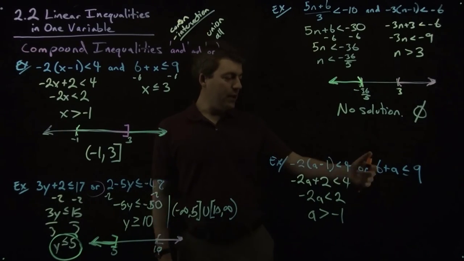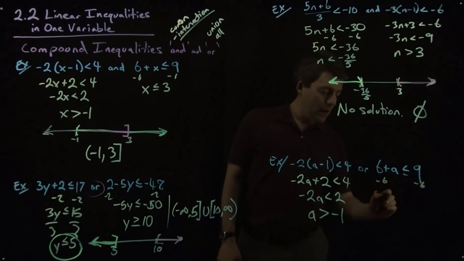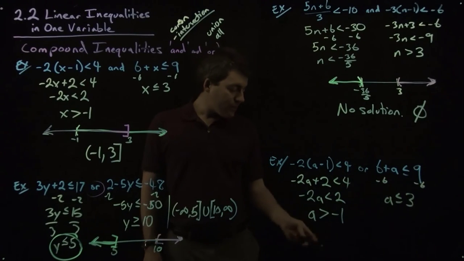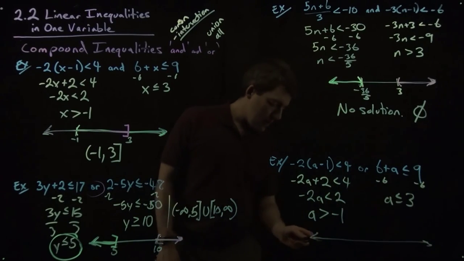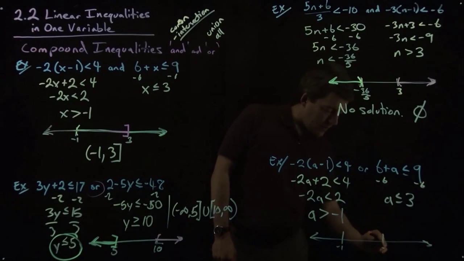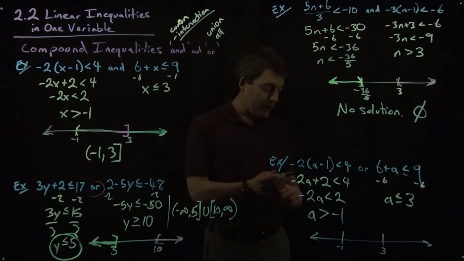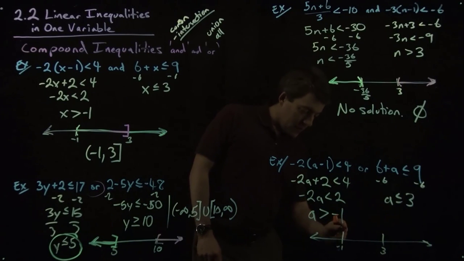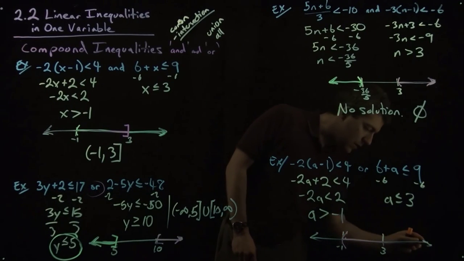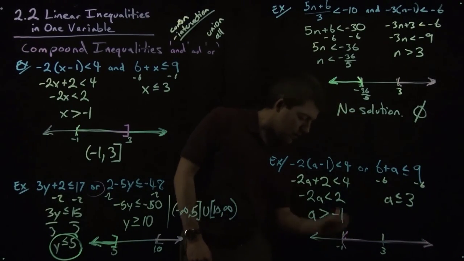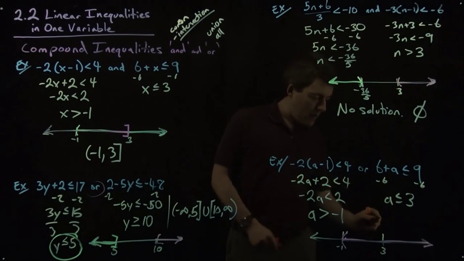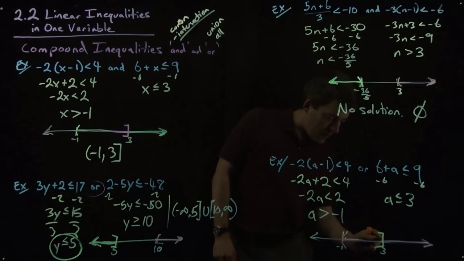Okay, next one here. Subtract 6. a is less than or equal to 3. All right. So we have a greater than negative 1, so there's negative 1, and 3. So a is greater than negative 1. Okay, so parentheses here, and greater than negative 1. Okay. And a is less than or equal to 3. So we need to start at 3, include 3, and go this way.